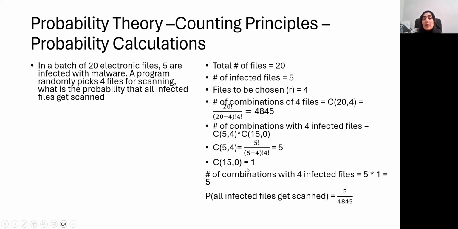So we calculate the probability using the classical approach: the count of events of interest, which is 5, divided by the total number of outcomes, which is this, and whatever the value of this is, that is the probability of this event.